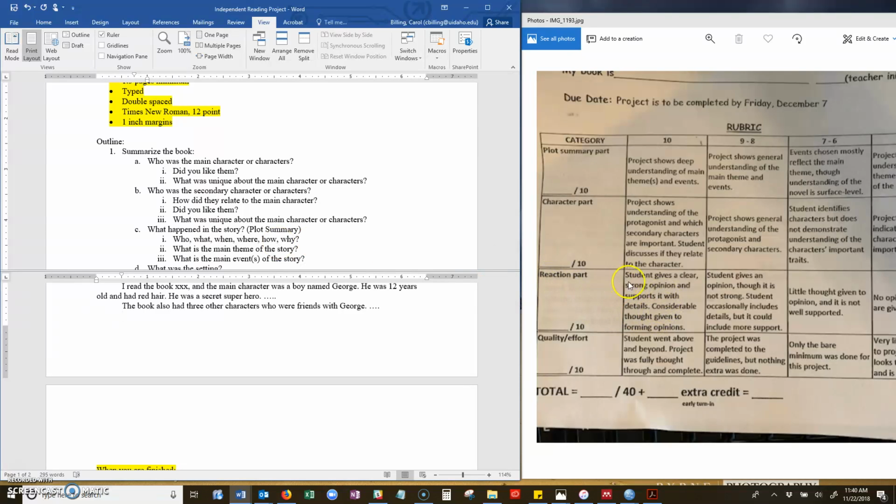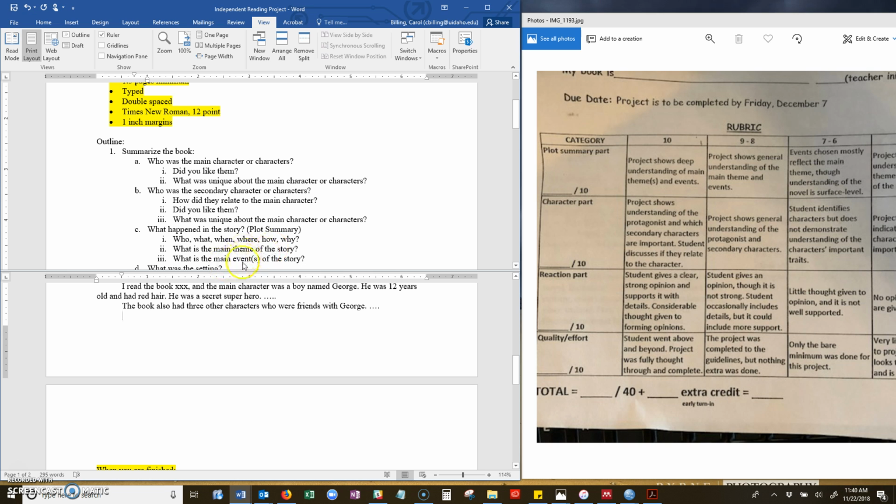And here's the important part. Student gives a clear, strong opinion and supports details. These details are the part about 12 years old, red hair, secret superhero. Then you talk more in depth about how the secondary characters relate to the first character. What happened in the story, who, what, when, where, and how. You can write a sentence on each one of those, or if you can't, put more like who and what into one sentence, etc.